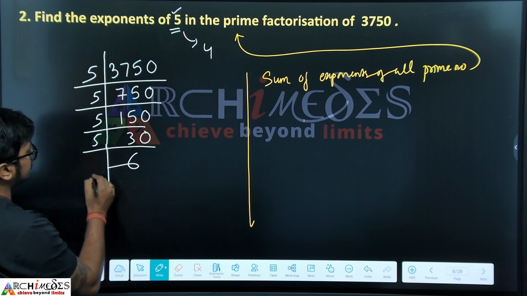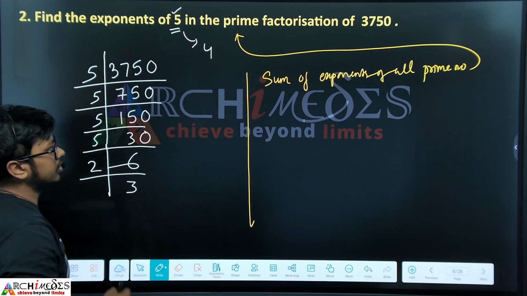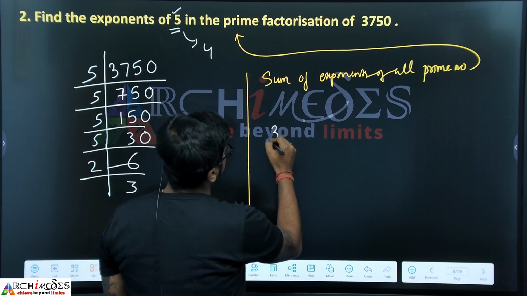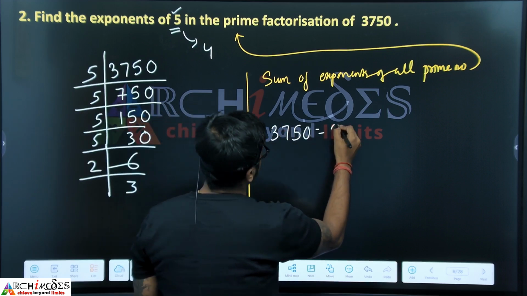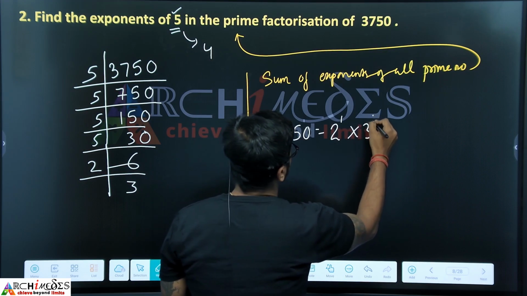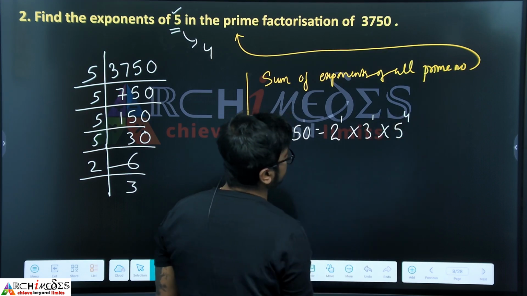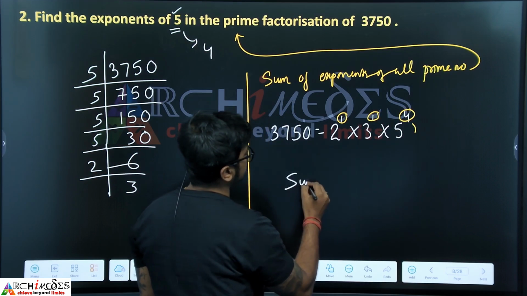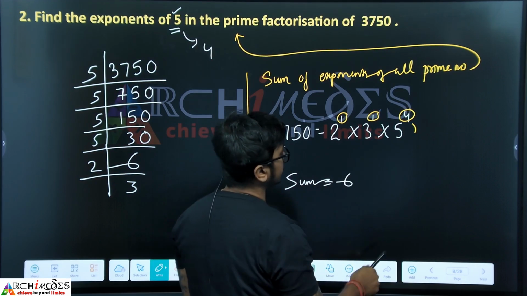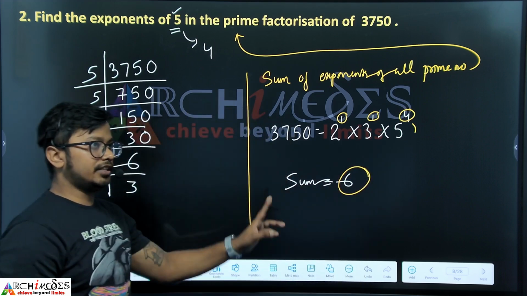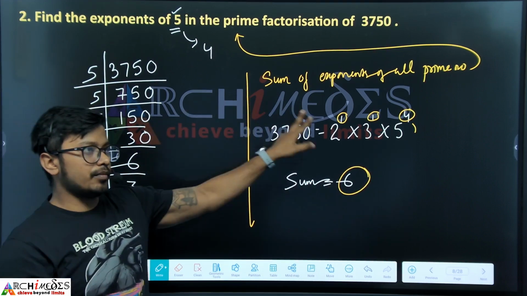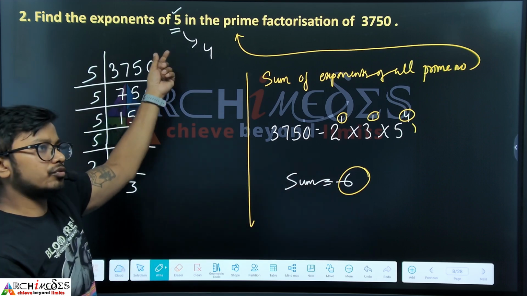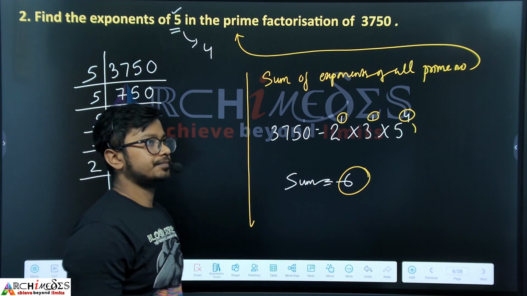Am I clear? Can we write this 2 and 3, dear, in this way? Clear? Then 3750 can be written as 2 to the 1, 3 is also 1, and 5 is 4. So what is the sum, dear? You have to add these. Yes, the sum is 6. Clear? See the difference. If the question is the sum of exponents, then you have to do all, dear. But if it is only the exponent of a certain prime number, then only divide by that. Don't waste your time. Clear?